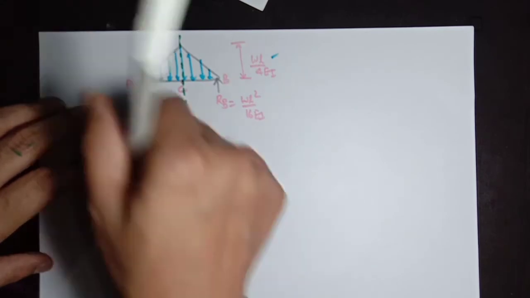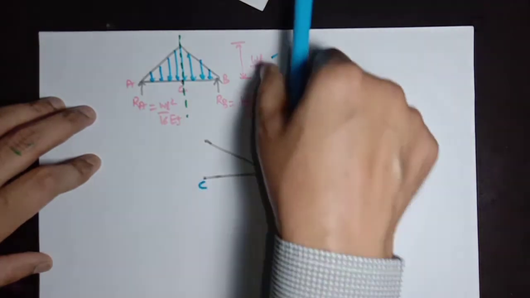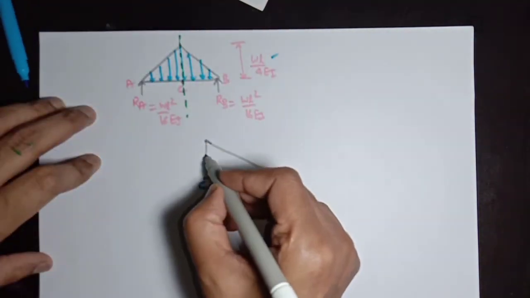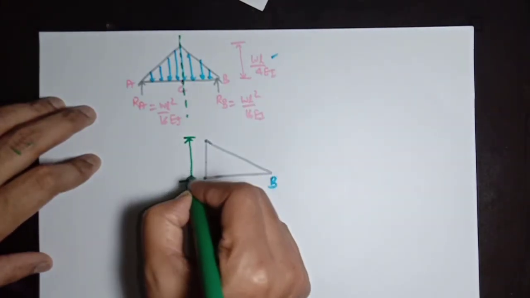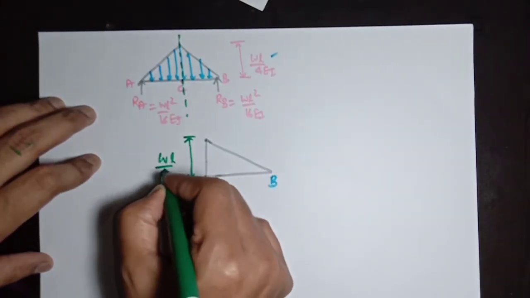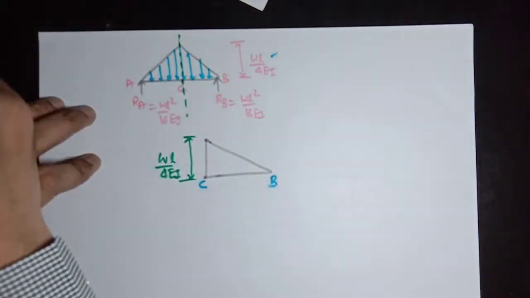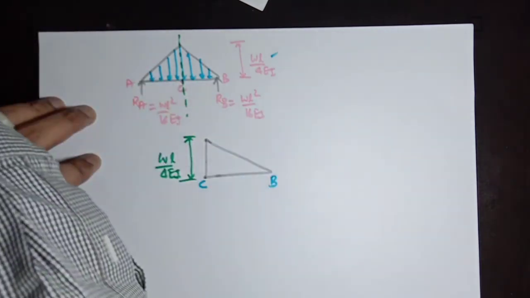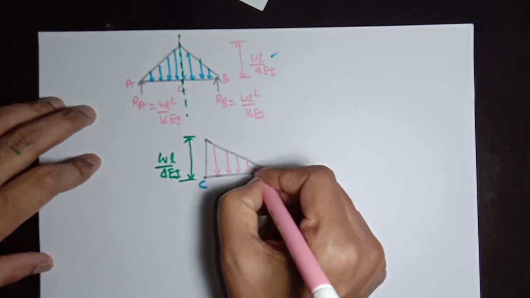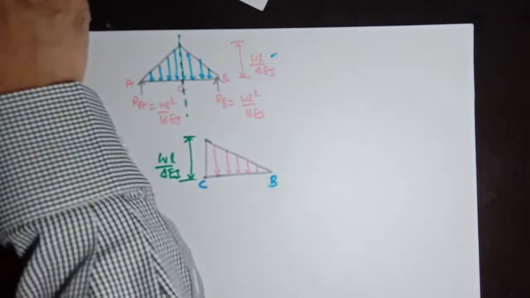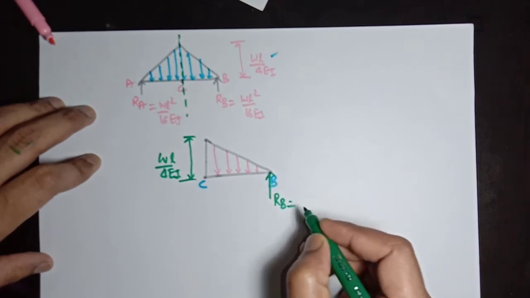Here the point will be C, this point will be C, this point will be B, and this value is WL divided by 4 EI, which is subjected to loading. And you can see loading is acting here. The free body diagram has a reactive force RB acting here.